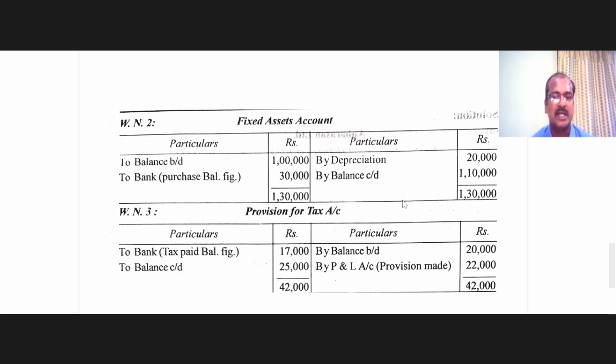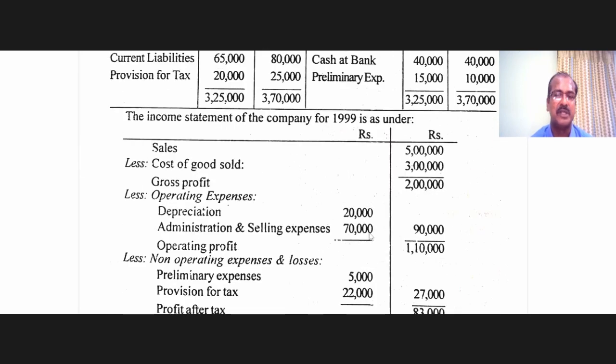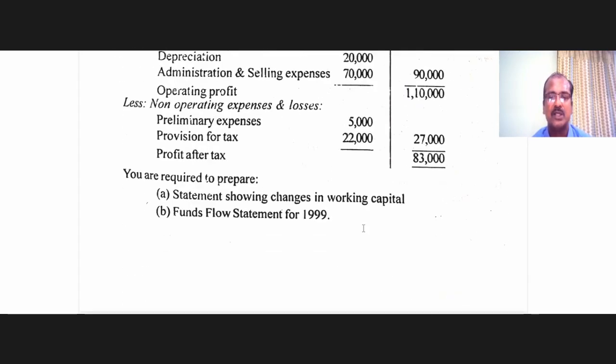Look at the fixed assets account. Opening balance is written in the debit side because assets are all debit balances. Closing balance is written in the credit side. Simply the figures that are given in the balance sheet asset side are picked up and written here. Depreciation, if you look at the income statement, they have given depreciation amount at 20,000.